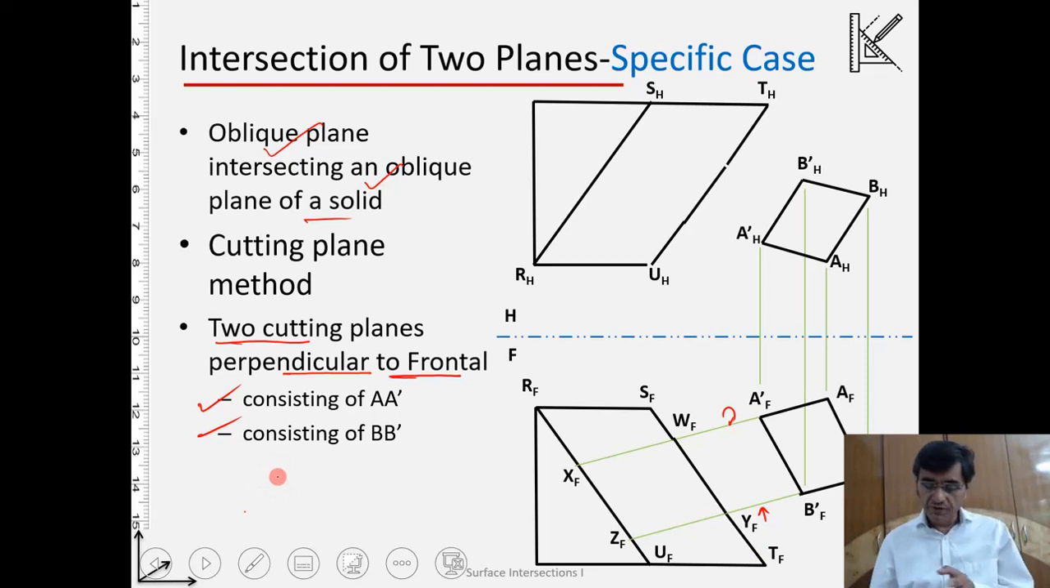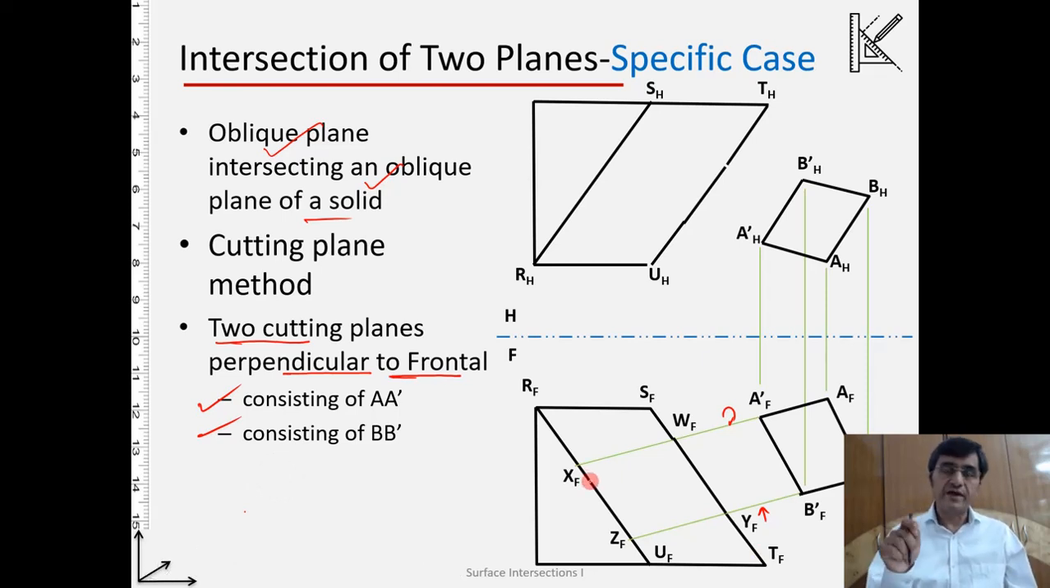We know how to make use of the cutting plane in order to find the point of intersection. So where is the point of intersection of this segment of the line which is lying on the plane RSTU, this particular segment? Similarly, this particular segment is also lying on the oblique plane. So where this segment is being intersected by A dash and B dash, that is what we have to identify.